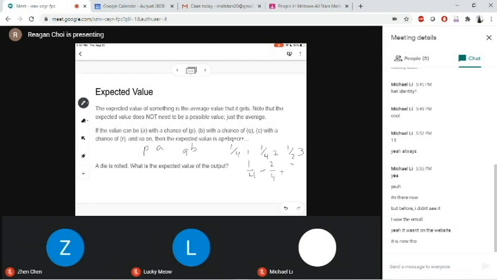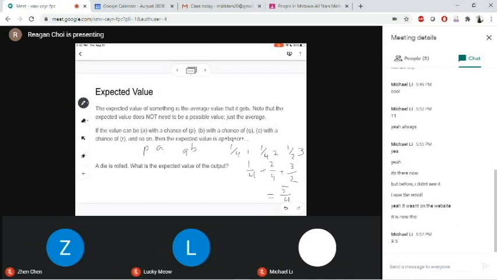Does anyone know the answer to the question? I guess I should say a fair 6-sided die. Shouldn't it just be 3.5 because that's the average of all of them, and they're all equally likely? Yeah, so it's the average of all of them, which is 1 plus 2 plus dot dot dot plus 6, over 6, which is 3.5. And this illustrates that the expected value doesn't have to be a possible value. You can't get exactly 3.5, but the average is 3.5.